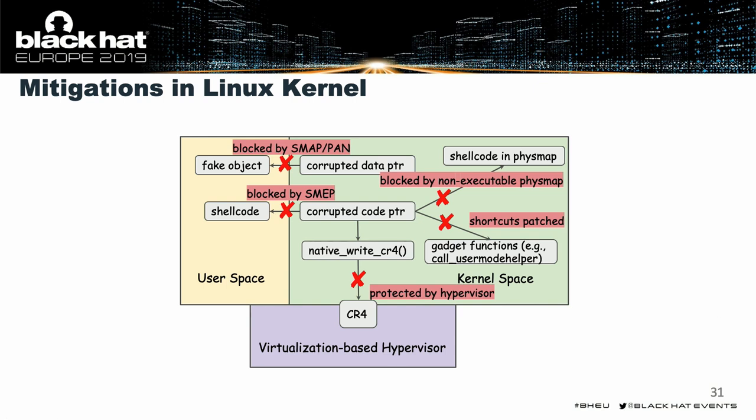At the very beginning, attackers would corrupt the code pointer or the function pointer to hijack the control flow to a malicious shellcode prepared in the user space. The shellcode consists of instructions for privilege escalation. To mitigate this attack, the Linux kernel introduces SMEP on Intel to block executing user space code in kernel mode.